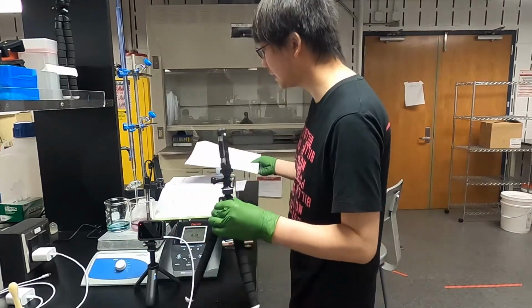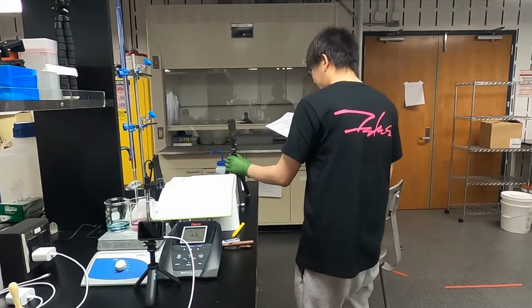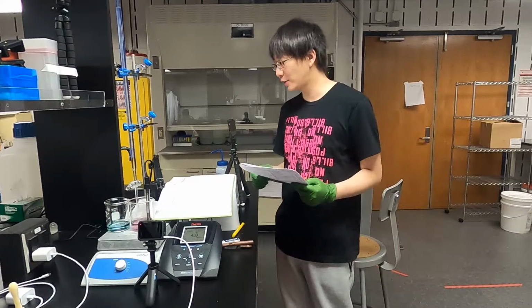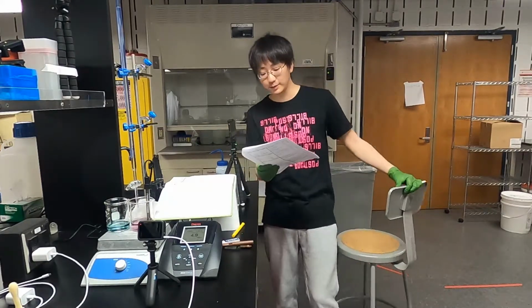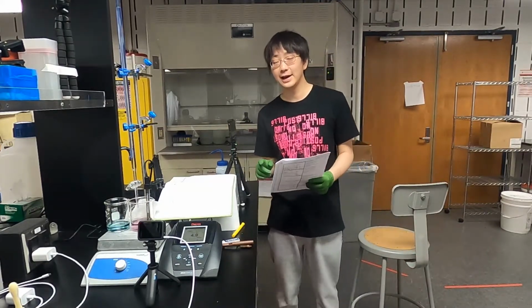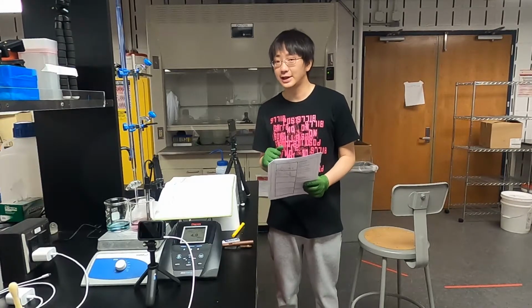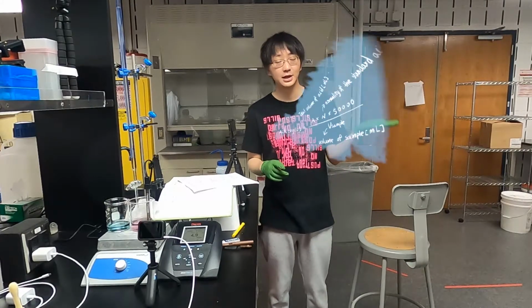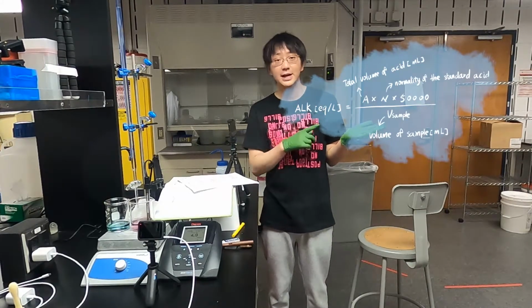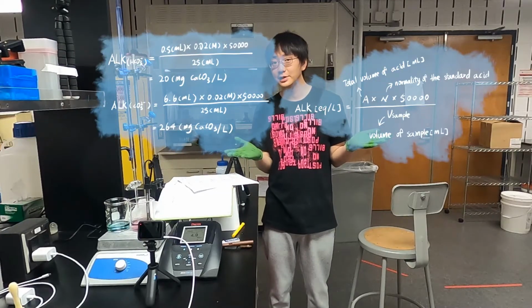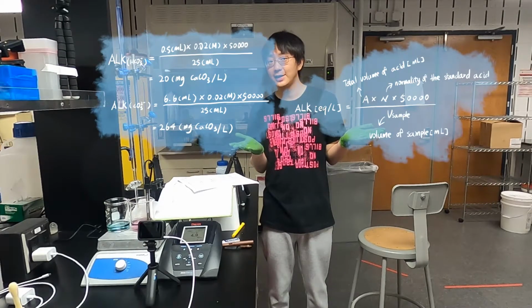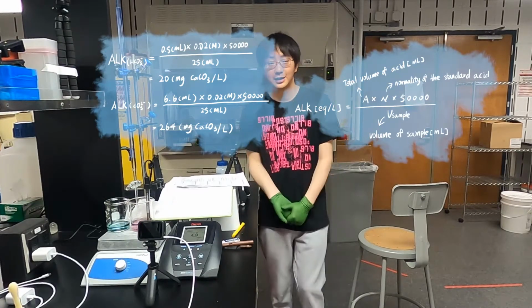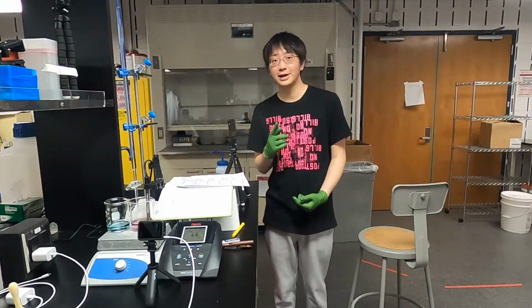So for now, we have all the data that we need. We can take notes on the color change points and the corresponding volume of HCl, and then we can calculate the carbonate alkalinity and bicarbonate alkalinity. So let's recall the equation that Xuan mentioned before. Based on this equation, we can plug in the numbers from our experiment data, and then we can calculate bicarbonate alkalinity and carbonate alkalinity. So this is for alkalinity.